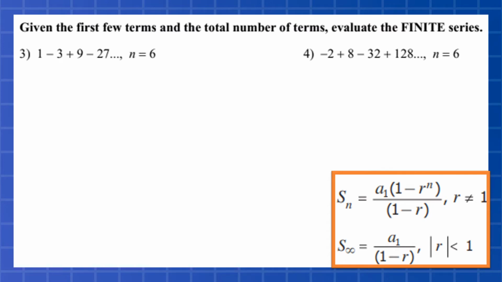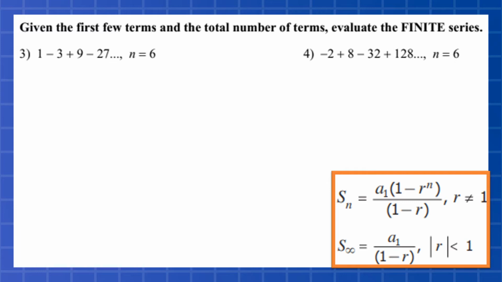The next one says, given the first few terms and the total number of terms, evaluate the finite series. Now, I'm only doing the odds here because I want to give you a chance to do some more practice with the evens, but let me show you on this one. What's different about this one and the last one is instead of saying what the A1 was and telling us what the R was, it still tells us the N, but it just gives us the first few terms of a series. Now, a series is just a list of numbers that is added together.